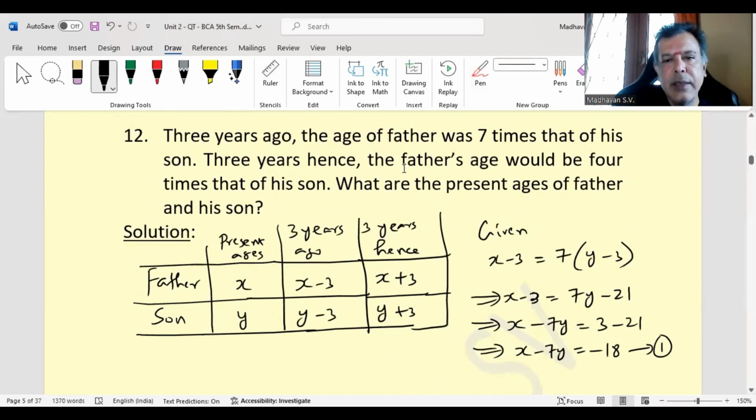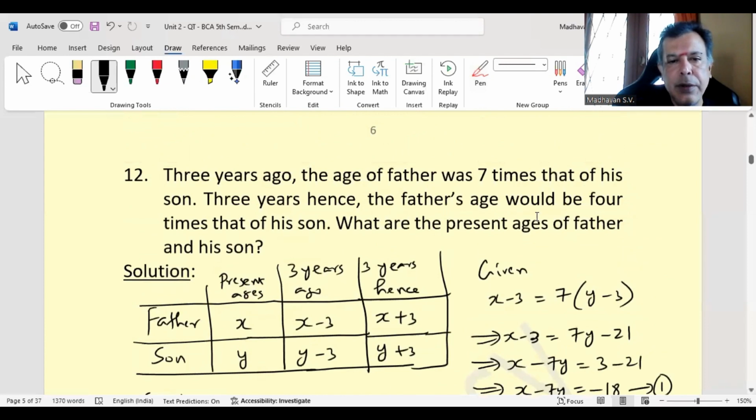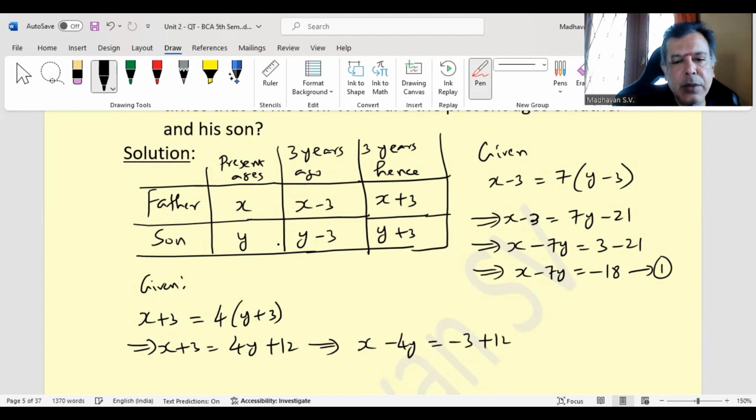3 years hence, the father's age would be 4 times that of his son. So given 3 years hence, X plus 3, father's age would be 4 times that of his son, 4 times Y plus 3. That means X plus 3 is equal to 4Y plus 12. Simplifying this, X minus 4Y equal to minus 3 plus 12. Further, X minus 4Y equal to 9. Call this equation 2.